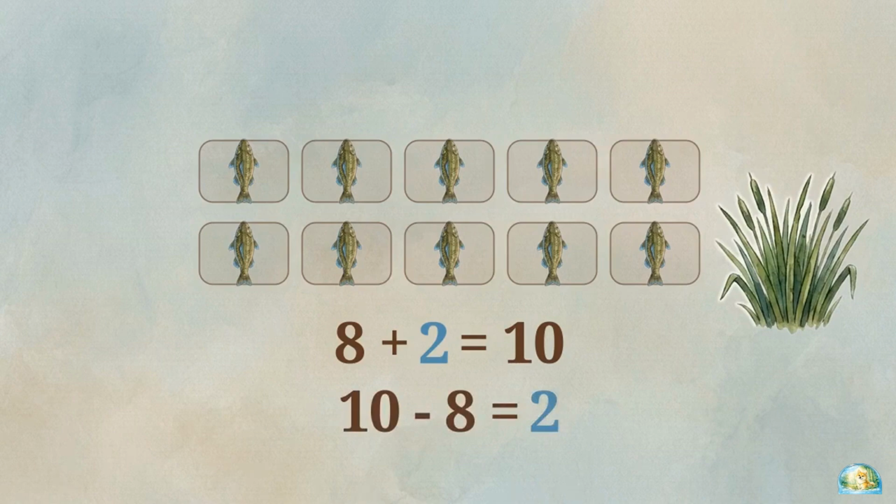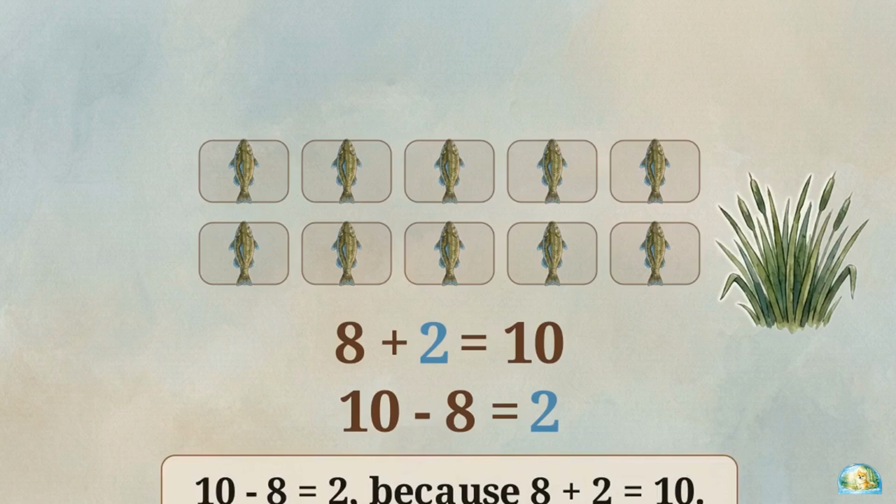So 10 minus 8 equals 2. 10 minus 8 equals 2 because 8 plus 2 equals 10.